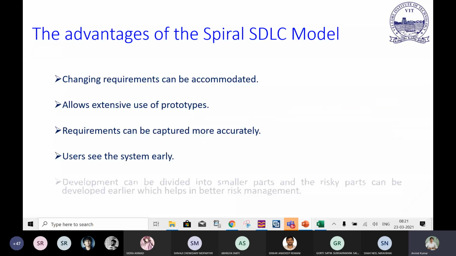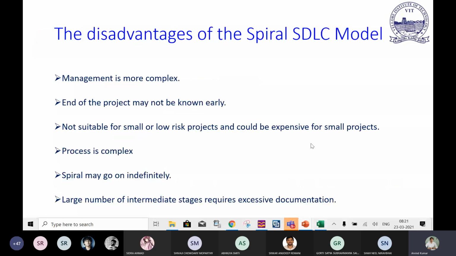Disadvantages: management is more complex, as we discussed earlier. The process is also complex. No one can understand what is going on in the spiral. The spiral may go on indefinitely. A large number of intermediate stages require extensive documentation, because here documentation is required at every step. Sometimes many engineers may think, why start this documentation, we can directly start with coding, right? So such a model also exists.